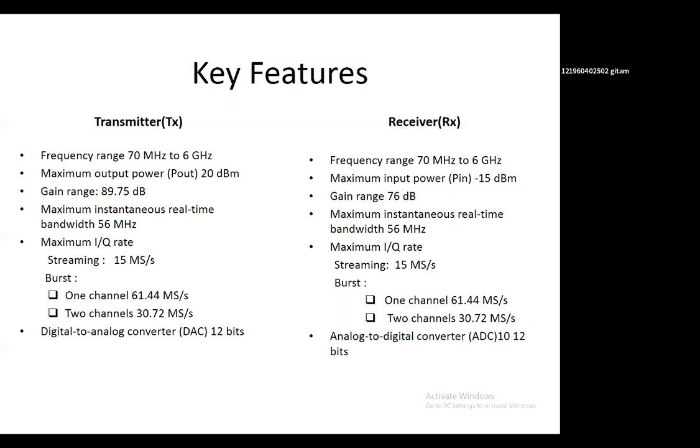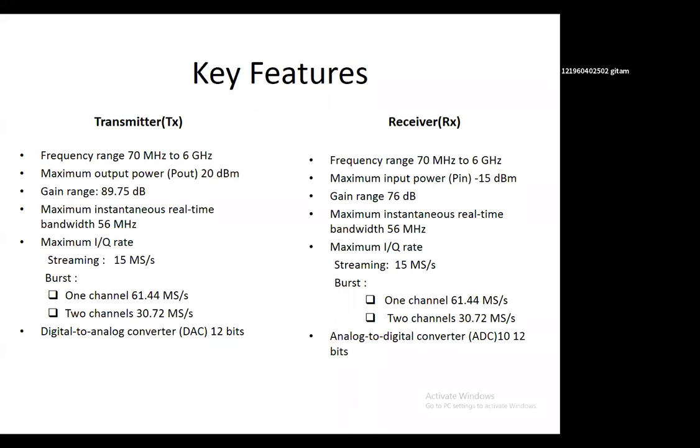In the last session we already told you that only the IQ data can be transmitted from your host computer or developing computer to any USRP device. So here the maximum IQ rate when we consider streaming data is 15 megasamples per second, or when we bus the data for one channel or single channel, it is 61.44 megasamples per second. For two channels, it is 30.72 megasamples per second.